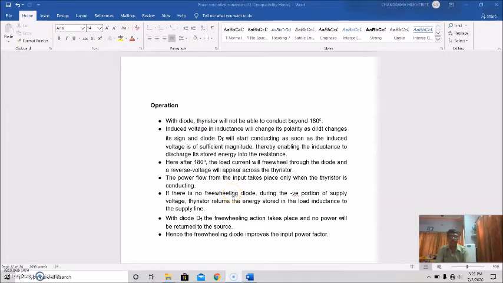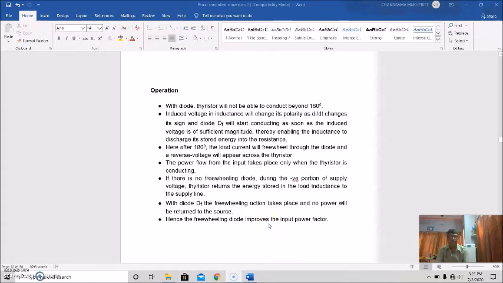If there is no freewheeling diode, during the negative portion of the supply voltage, the thyristor returns the energy stored in the load inductance to the supply line. With freewheeling diode DF, the freewheeling action takes place, and no power will be returned to the source, and hence the freewheeling diode improves the input power factor.